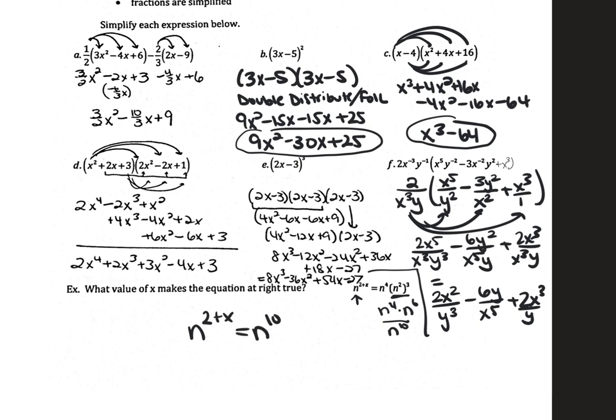And if I ask you what makes that equation true, just look at it closely. In order for the n's to be equal to each other, their exponents must be equal to each other as well. And so I can just set up a little mini equation and solve. And in order for that to be true, x has to equal 8.